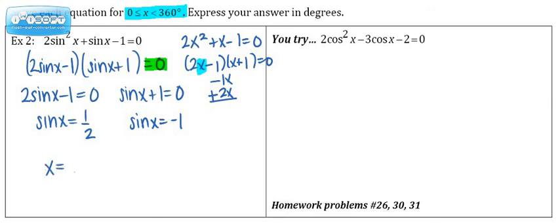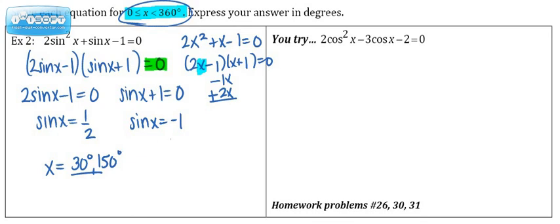So the first one, I'm looking for sine of what angle equals 1/2. Now keep in mind your restrictions here. You're looking for angles between 0 and 360. So I would have x is going to equal 30 degrees and 150 degrees. And again, you're using your unit circle to find those values.